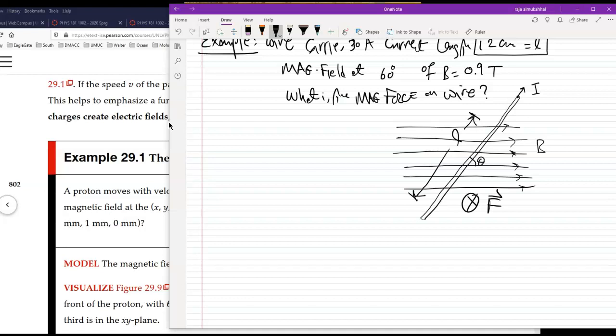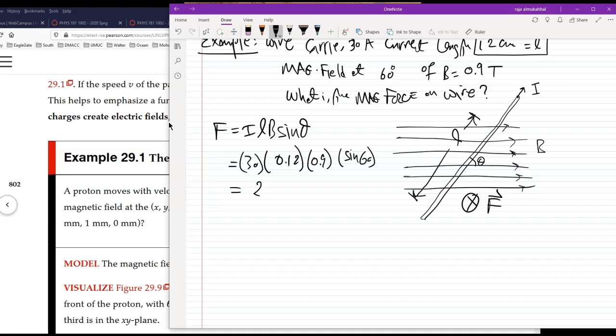Anyway, I want to calculate the force. It's going to be I L B sine of theta, and just plug it in. That's 30, L is 0.12, B is 0.9, and sine of 60. And you get the answer, if I did it correctly, 2.8 Newton. That is the force on the wire.